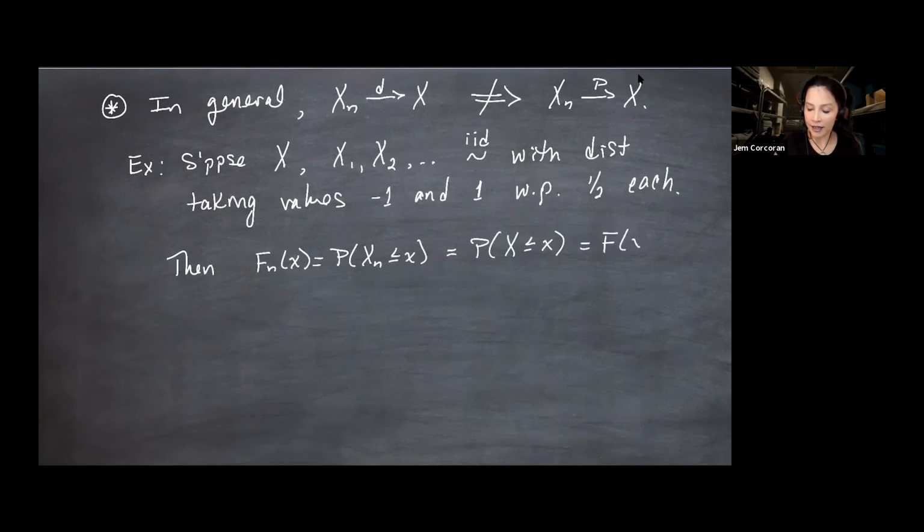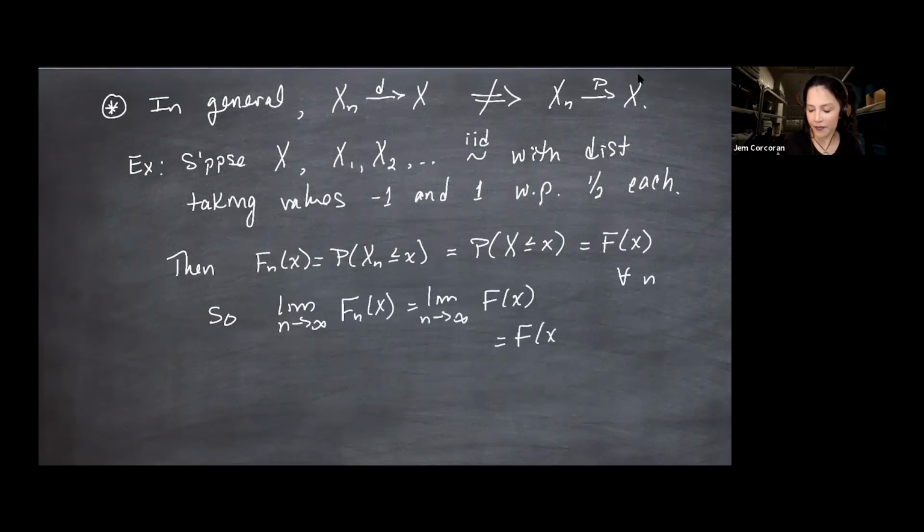So this is f of x. This holds for all n. So the limit as n goes to infinity of f of x_n is the limit as n goes to infinity of f of x, which is f of x. So we have that x_n converges in distribution to x. But this was supposed to be an example of us not having convergence in probability. So I need to exhibit an epsilon for which one of the two convergence in probability statements does not hold.